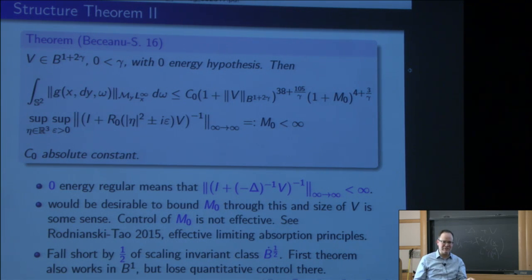The standard limiting absorption principle goes by the Fredholm alternative, right? If it failed, then you would have a violation of compactness, so that's soft, okay? But they actually, by integration by parts, by Carleman estimates, gave concrete bounds, made it effective.